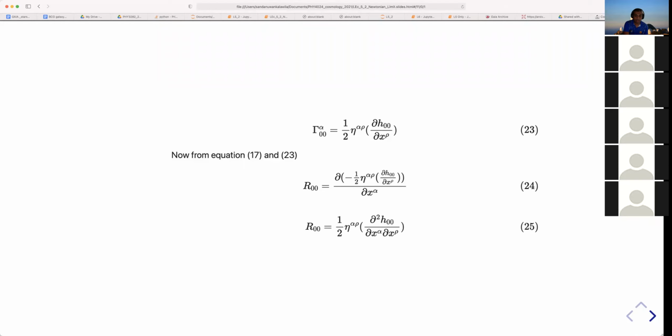And if you need, these are constants, right? Half eta alpha rho, because eta alpha rho is one of the components in the Minkowski metric, so you can take it out. There was actually g, the metric tensor, but you can replace it with the Minkowski metric for the weak gravitational field, right? So that's what I have done here. And then you get the second derivative of H00 with respect to x alpha and x rho. Now you can use a Laplacian for this one.